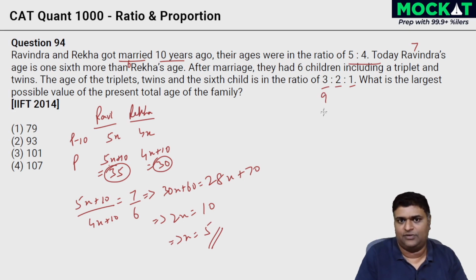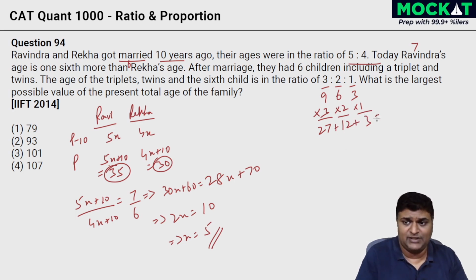9 can be the age of the oldest children, who are the triplets. So if 9 is 3 parts, 2 parts is 6, the twins, and the sixth child over here is just 3 years old. 9, 6 and 3 can be the ages of the triplets, twins, and the sixth child. There are 3 kids, the triplets, each of them 9 years old, so 9 into 3, 27 is the sum total of the ages of the triplets. What about the twins? 2 of them are 6 years old, so we get 12, and the sixth child is 3 years old. So 27 plus 12 plus 3 is 42 as the sum of the ages of the children.